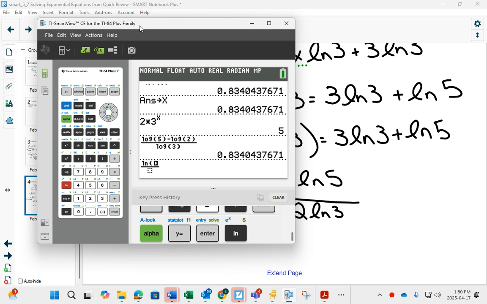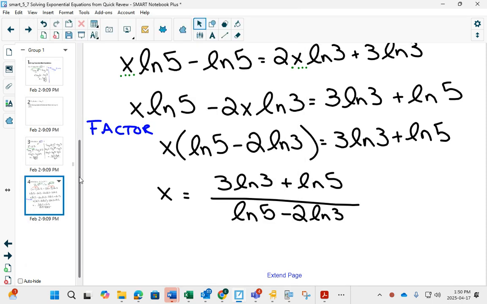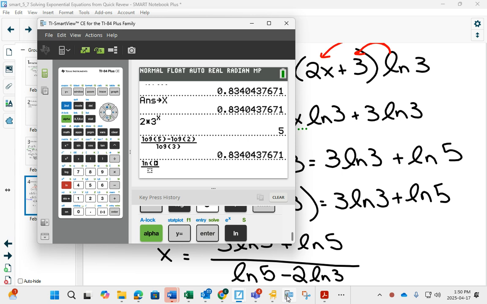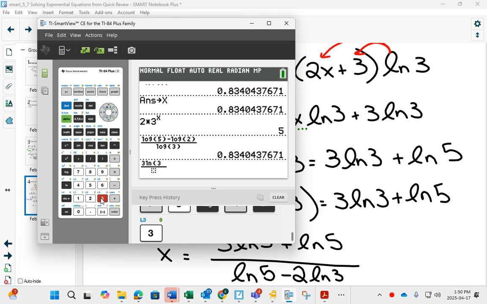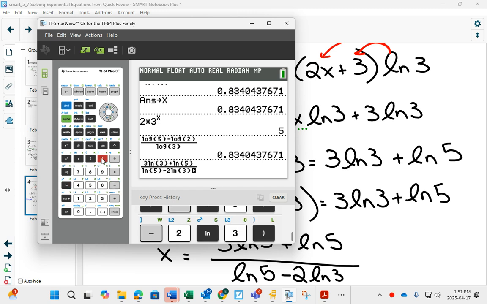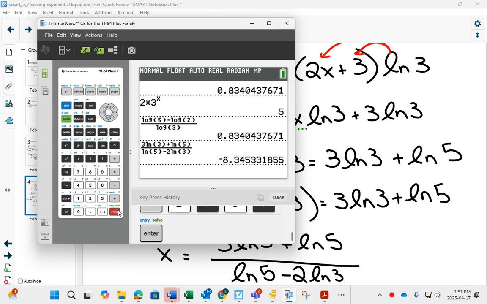Let's scroll down here. There we go. Maybe I can see it. 3 natural log of 3 plus the natural log of 5, divided by natural log of 5, minus 2 natural log of 3. Double check that I wrote it in correctly. Then I'm going to push enter. Negative 8.345.